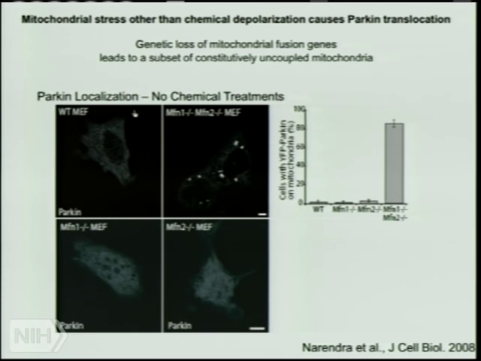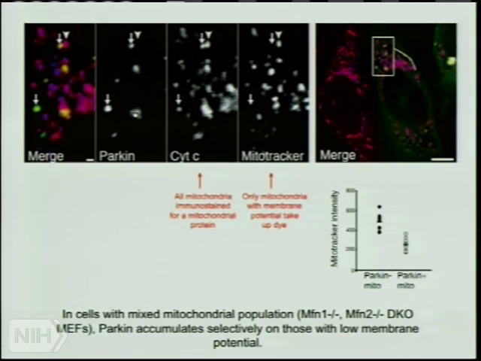So we found this mitochondrial stress other than chemical depolarization causes Parkin translocation. Because if you look at wild-type cells, let's say 98% of the cells look like this. Same here, but in the double knockout, most, by far, 90% look like this with these little spots of Parkin. Well, what do those spots represent?